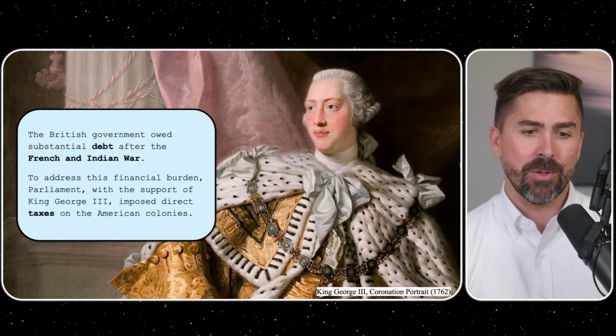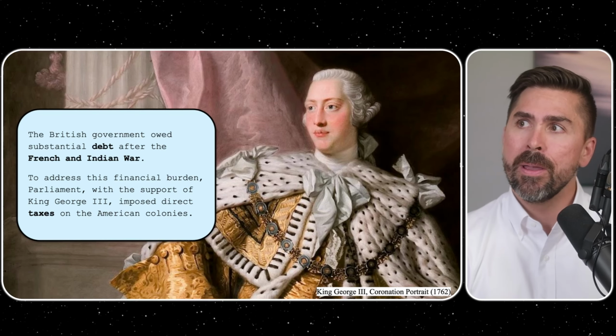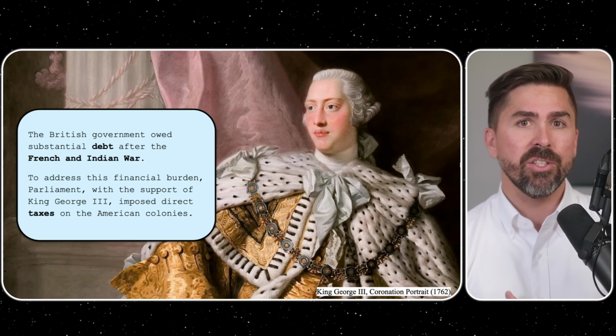They win the French and Indian War, but they go deeply in debt to do it. And by the time this war is over and you see this new leader step into his role, King George III, the national debt of England had doubled.